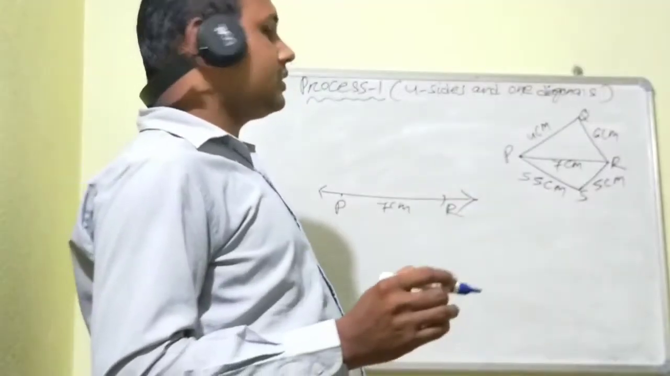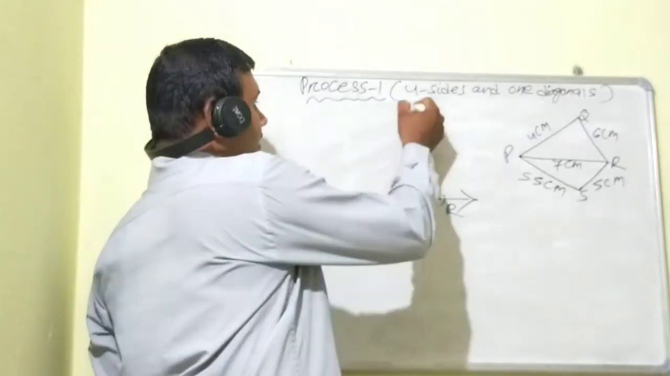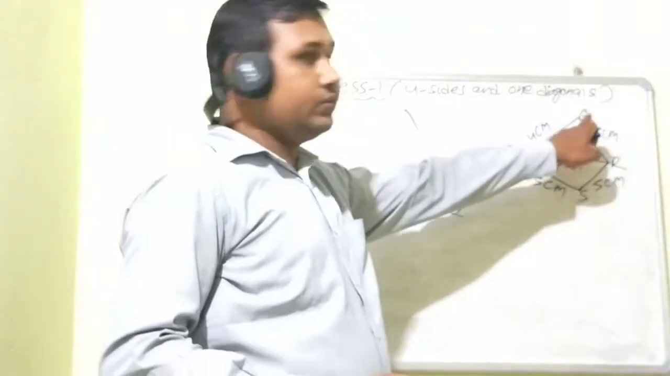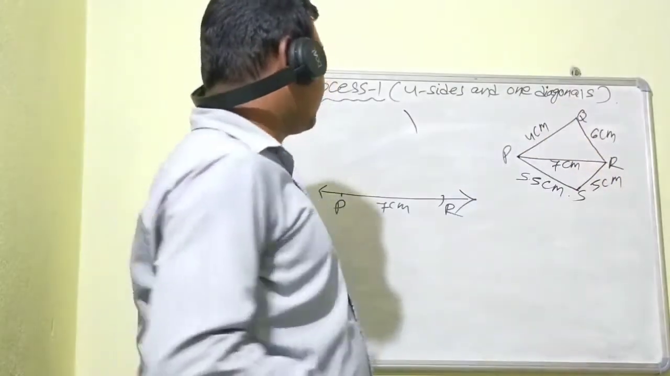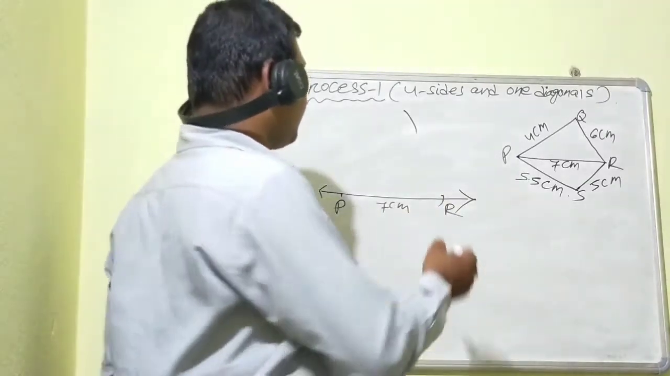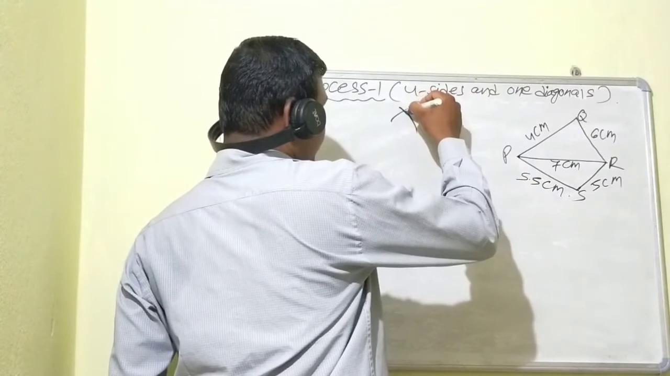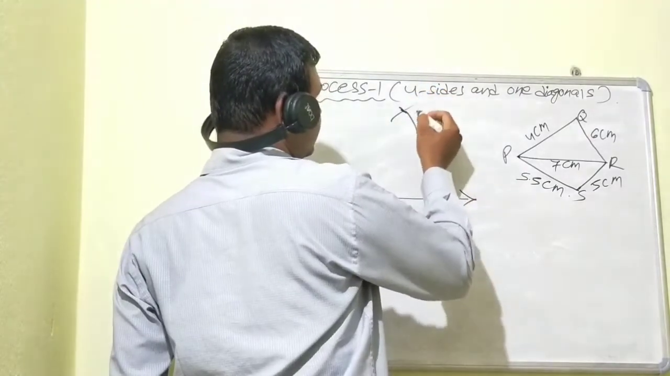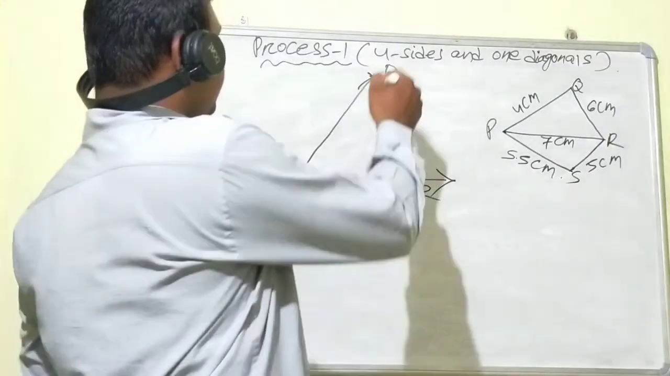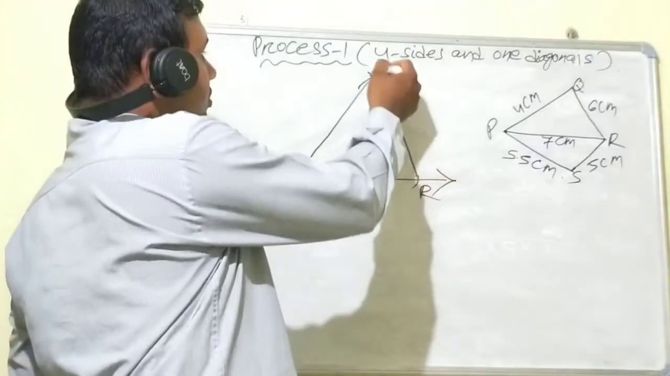Second step, we will do PQ. Measure through the compass, keep the compass tip at point P and draw the arc. Then RQ, that is 6 centimeter. We keep the measure through the compass and keep the compass tip at R, and cut it. It will meet at a point; name that intersection point Q. Then we join P to Q and R to Q.